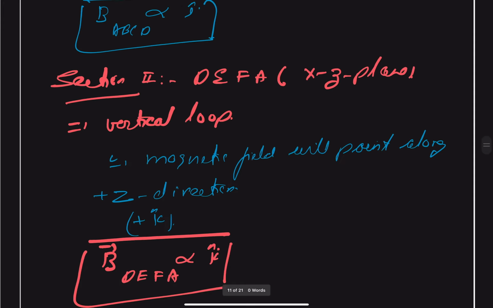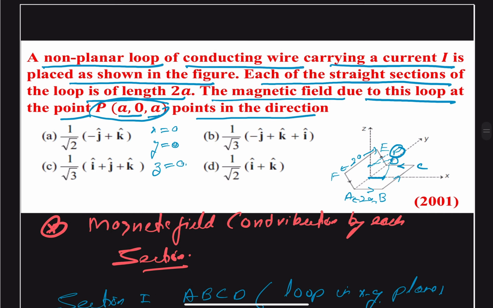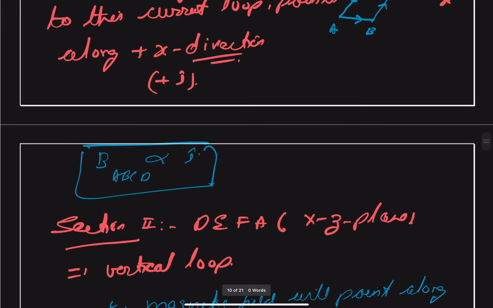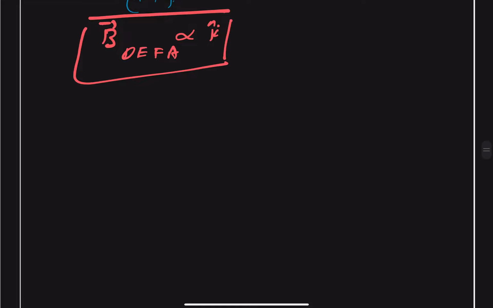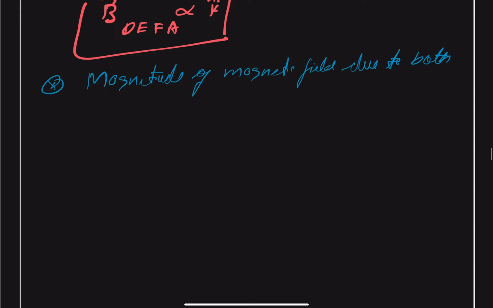Because the point P, or we can say these loops, are symmetrical about the point P, the magnitude of the magnetic field due to both the portions will be equal. So we can say that the magnitude of the magnetic field due to both portions will be equal.